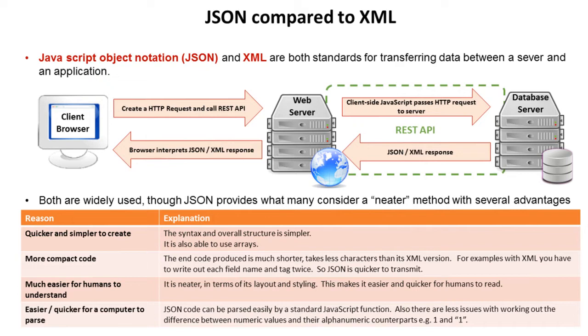It's much easier for humans to read. The actual layout of JSON code is neater in terms of its styling, and of course this makes it quicker to interpret, write and debug for humans. And it's also easier and quicker for a computer to parse and work out what it's doing. JSON code is parsed easily by standard JavaScript commands. Also, there are fewer issues when working out differences in numeric values and their alphanumeric counterparts.